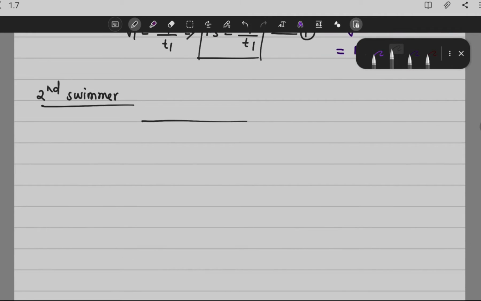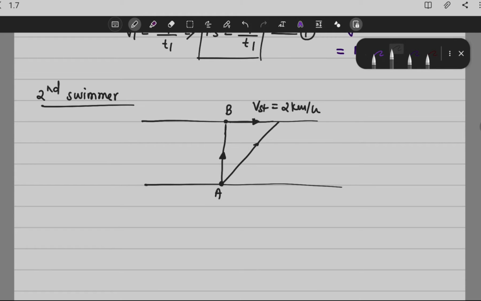These are the two banks of the river, and from point A to point B the swimmer has started swimming in this particular direction, and because of the stream velocity it is moving in this direction. Okay, so this is v2 st is equal to 2.5 kilometer per hour, and this particular distance is d.